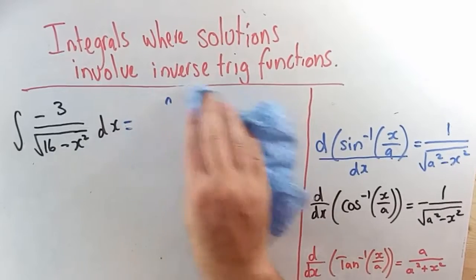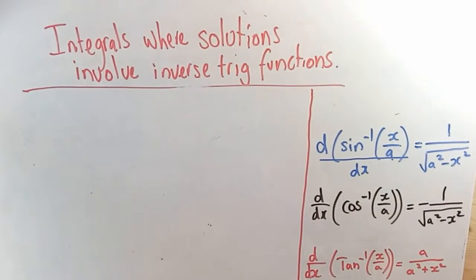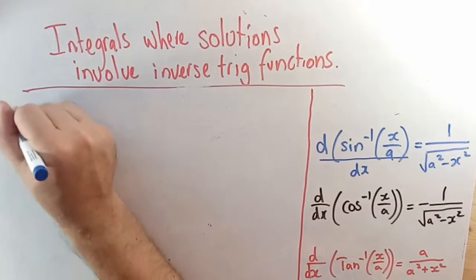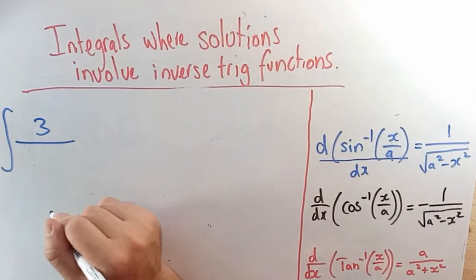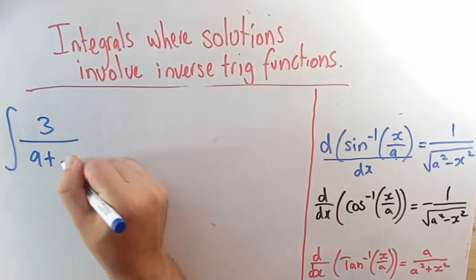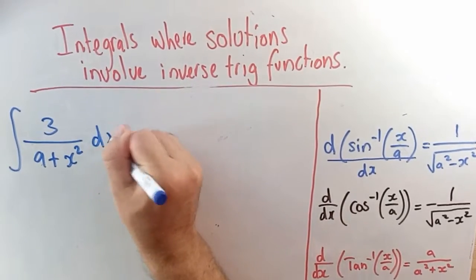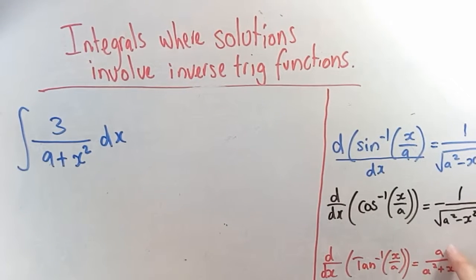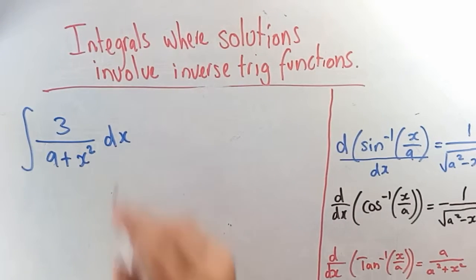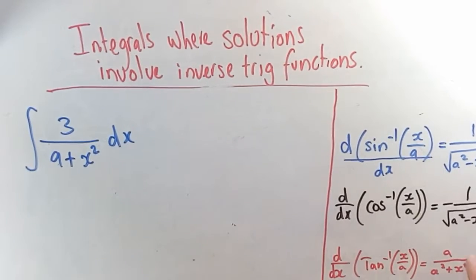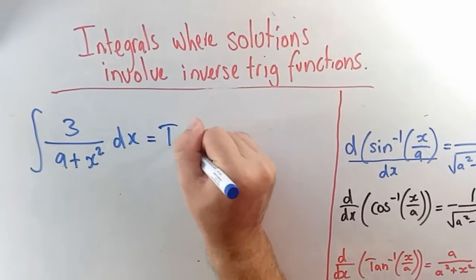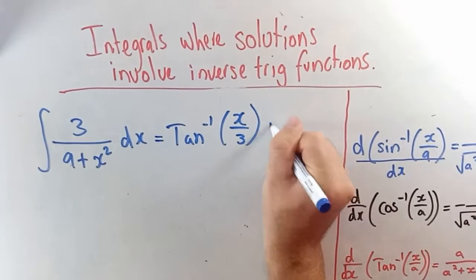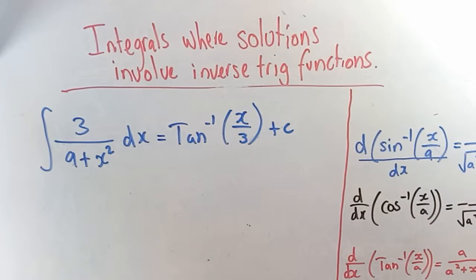Okay, so that's a fairly easy one. Let's try one more. We're going to take the integral of 3 over 9 plus x squared dx. Now this is looking more like this. In fact, a over a squared plus x squared is looking very similar, where a is 3. So I can just put it straight in. Inverse tan of x on 3 plus c, and we're done.